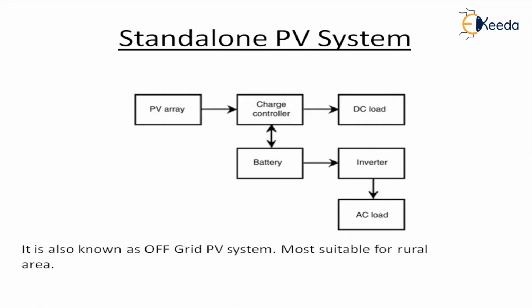There is a PV array. Whatever supply we are getting from the PV array is given to the charge controller. Now what is the charge controller doing? If a DC load is available separately, you can give directly to the DC load from the charge controller. But if it is not available, then you store some energy in a battery. Then from the battery, an inverter is connected, which will convert DC to AC. So all the AC loads will be connected. This is the simple standalone PV system.